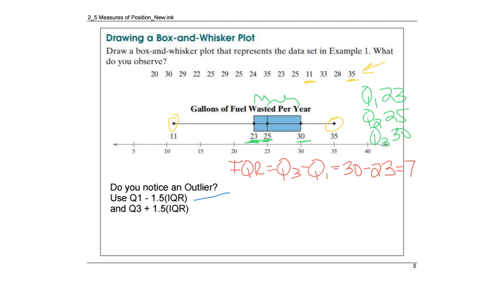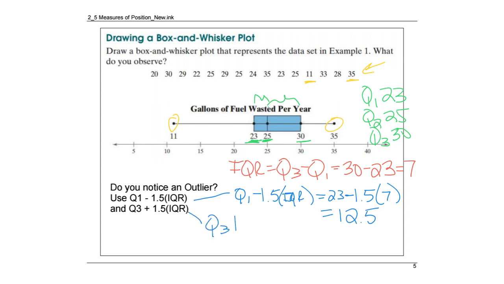For the first one, we want Q1 minus 1.5 times the IQR. That would be 23 minus 1.5 times 7. Let me pop that into the calculator. That would give me 12.5.